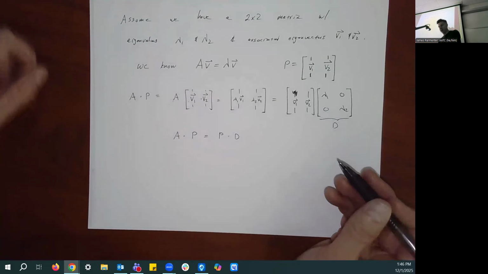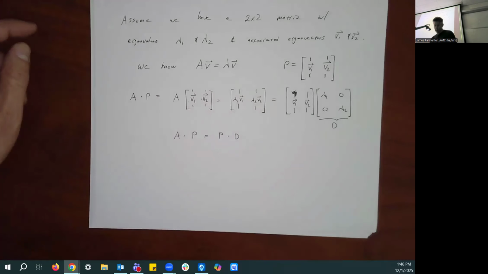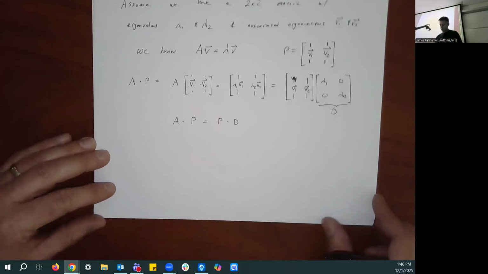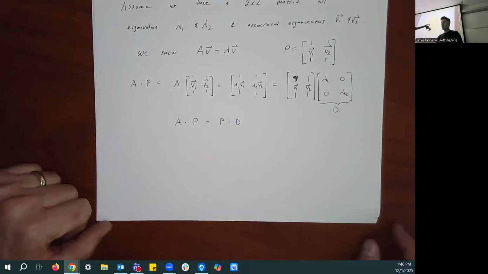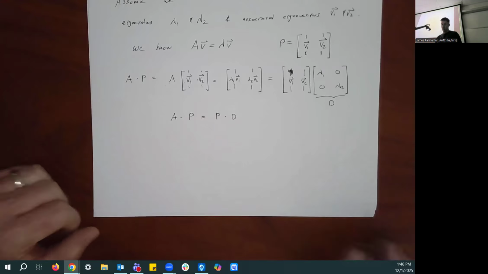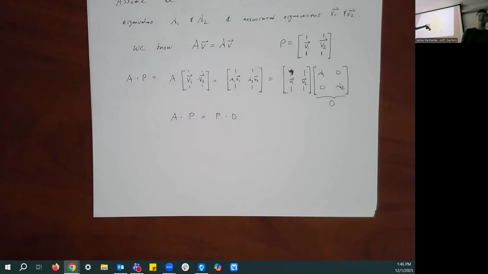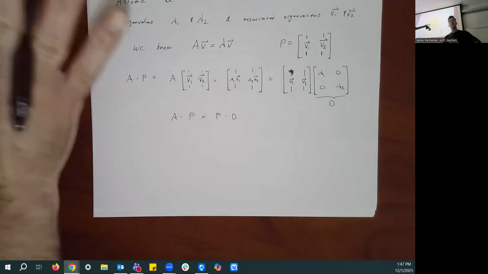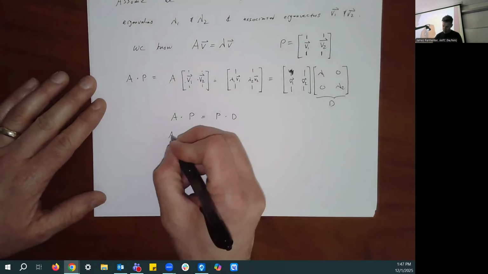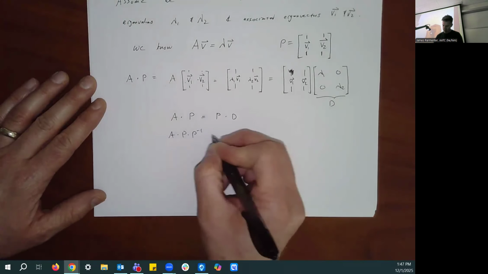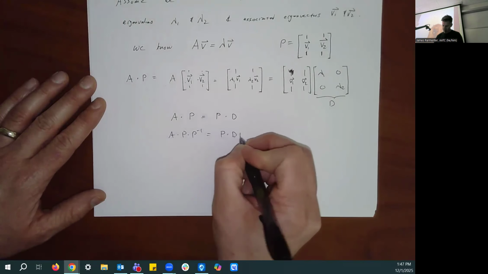So it's kind of a lot, I know. Don't worry, we're almost there. So check this out. If I want to isolate A, I'm going to multiply both sides on the right by the inverse of P. Fun fact, P is always invertible because the eigenvectors are not multiples of each other. They can't be. There's all sorts of stuff about how P works out just fine, so don't worry about whether or not P inverse exists. It does. So we're going to say that A times P inverse equals P times D times P inverse.